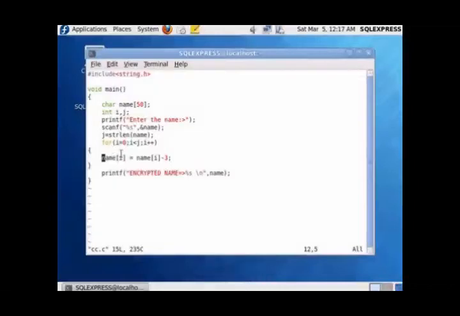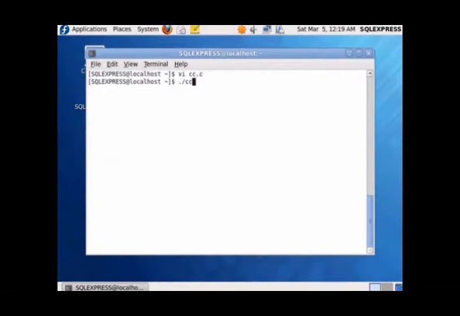The same example can be shown the other way around for decryption. When we enter VOLLW, we'll be getting the output as SLIIT.